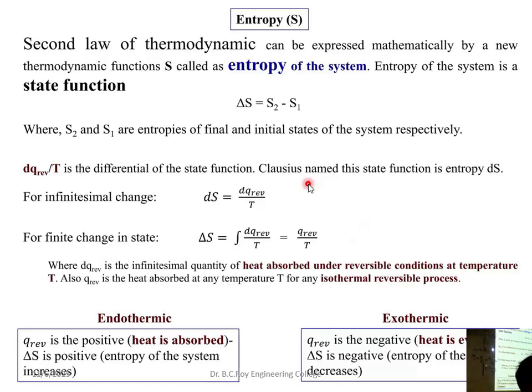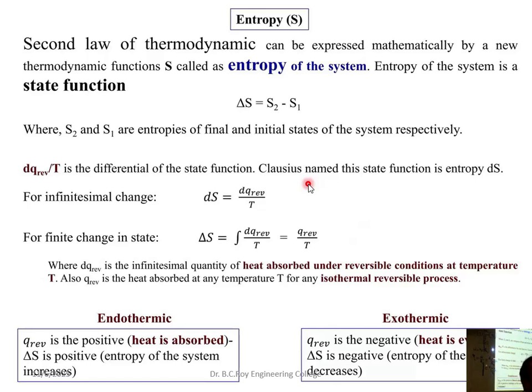What is the meaning of perfectly crystalline? There is no imperfection, there is no defect in the crystal lattice. There should not be any defect in the crystal lattice. Then only for that substance at 0 Kelvin temperature, the absolute entropy will be considered 0. That is called the third law of thermodynamics.